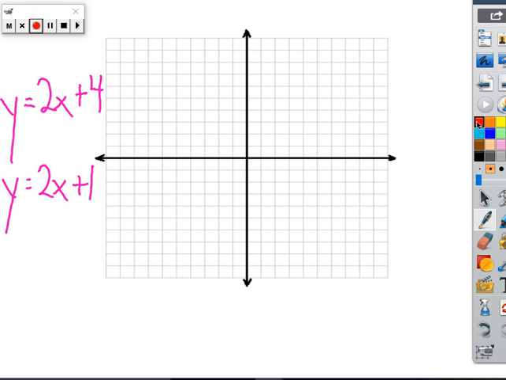Okay? I want you to think about this as a word problem. Somebody give me a situation. Somebody give me like a real world situation that we could model.